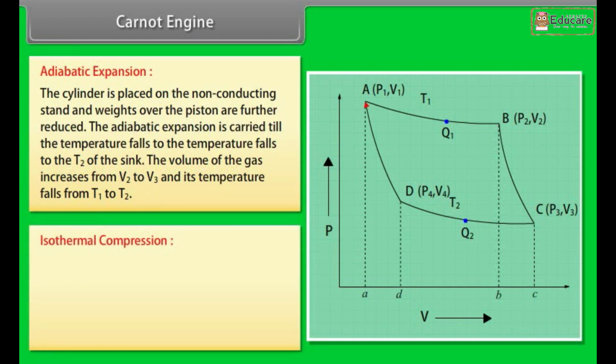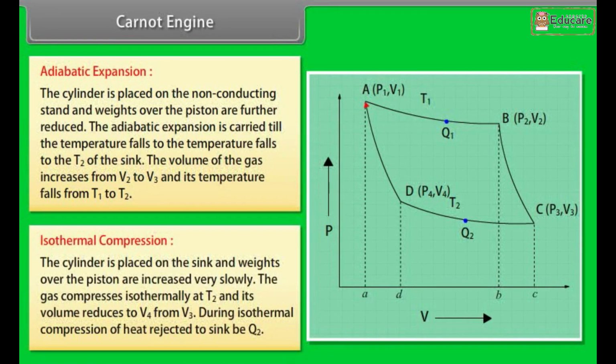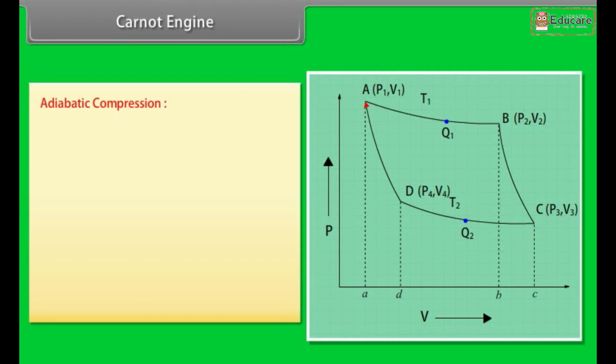Isothermal compression: the cylinder is placed on the sink and weights over the piston are increased very slowly. The gas compresses isothermally at T2 and its volume reduces from V3 to V4. During isothermal compression, heat Q2 is rejected to the sink.